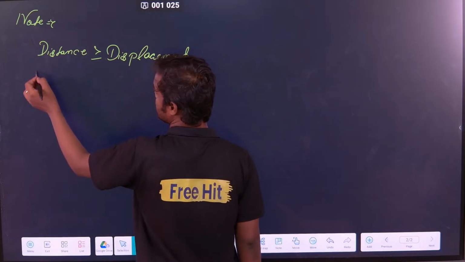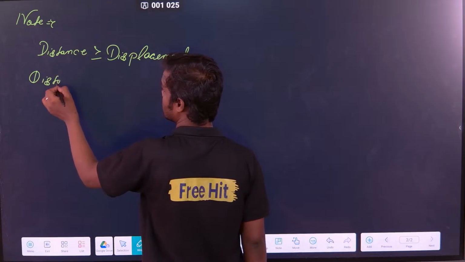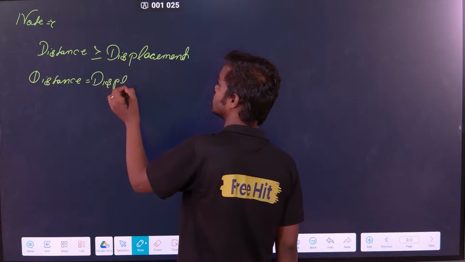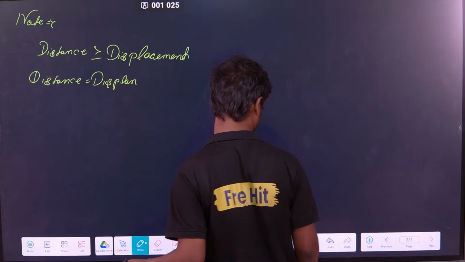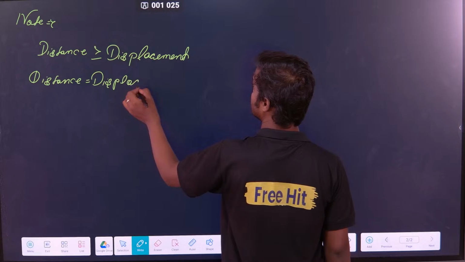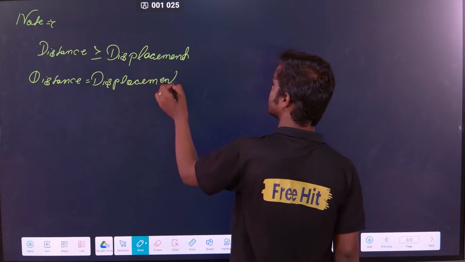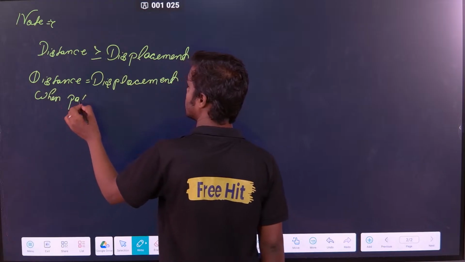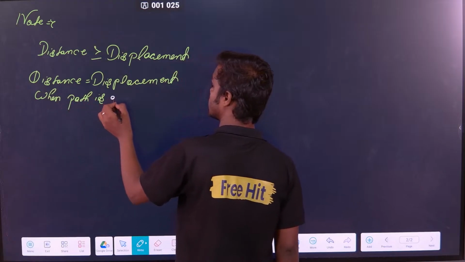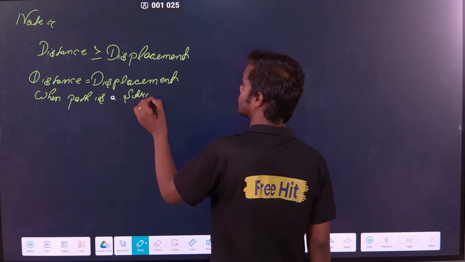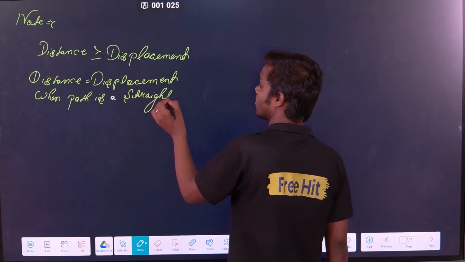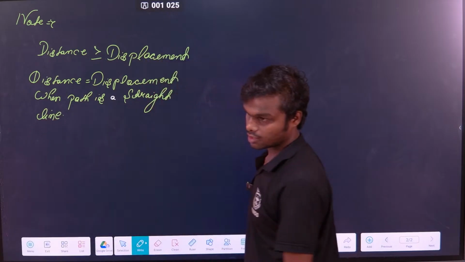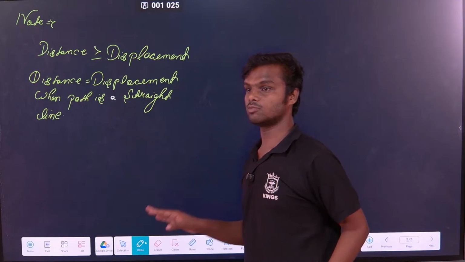Second thing, distance is equal to displacement in only one case. What is that case? When the path is a straight line. Whenever the path is a straight line, then in that case distance is equal to displacement. Whenever the path is a straight line, my distance and displacement both are the same.